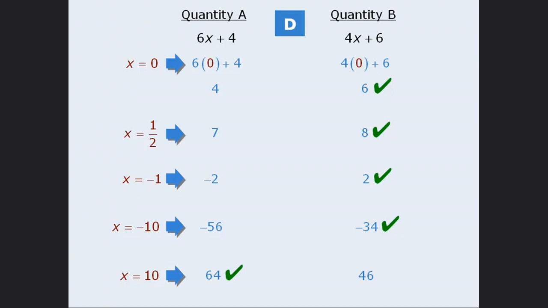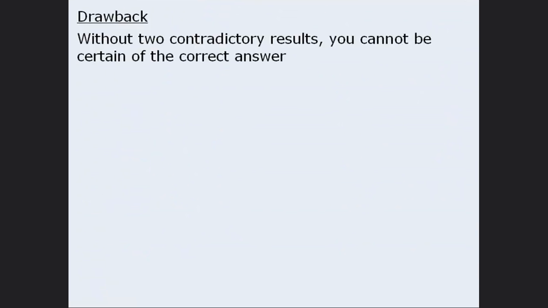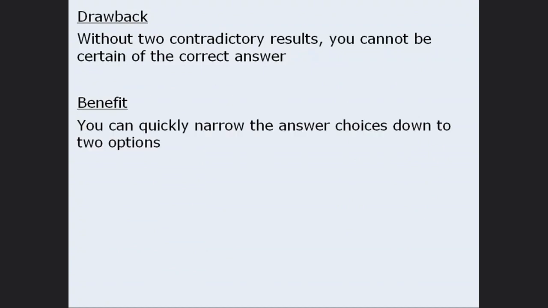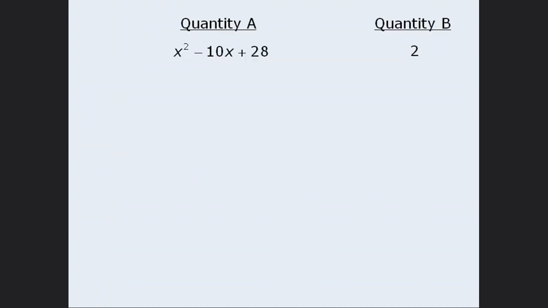So when it comes to plugging in numbers for the variables, the drawback is, if the strategy does not yield two contradictory results, then you can never be 100% certain of the correct answer. On the other hand, this strategy allows you to quickly narrow the answer choices down to two options by plugging in only one value. As such, this strategy provides you with a great approach to handling questions when you don't know how to proceed. For example, consider this question.